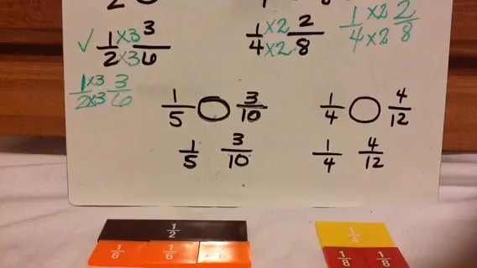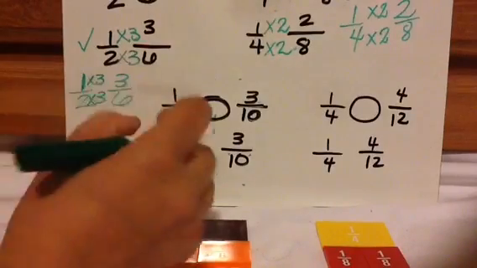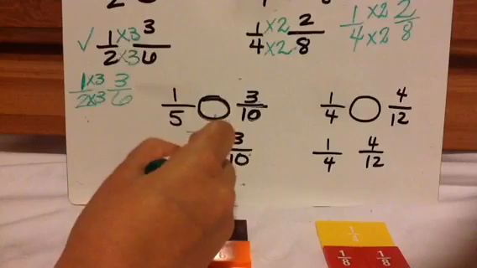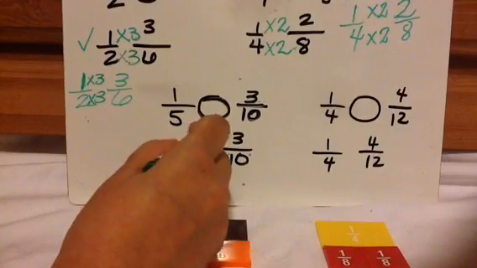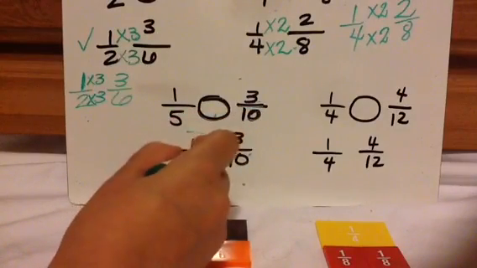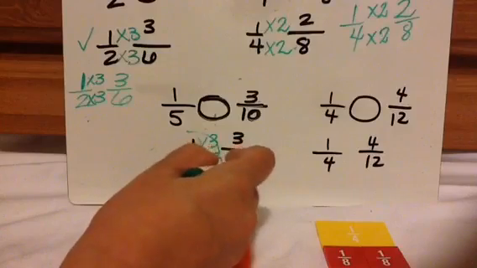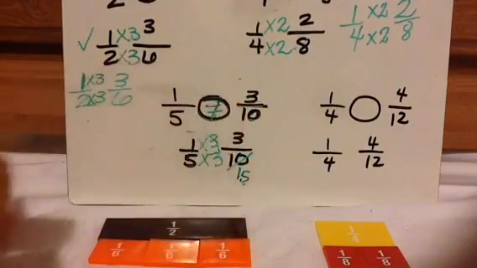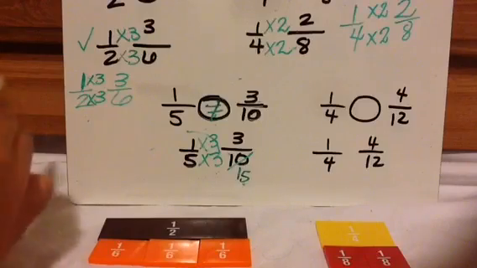1/5, is it equal to 3/10? So let's look at 5, whoops. Let's start from the top. 1 times 3 equals 3, but 5 times 3 actually equals 15. So in this situation, they are not equal. We couldn't set up an equivalent fraction.